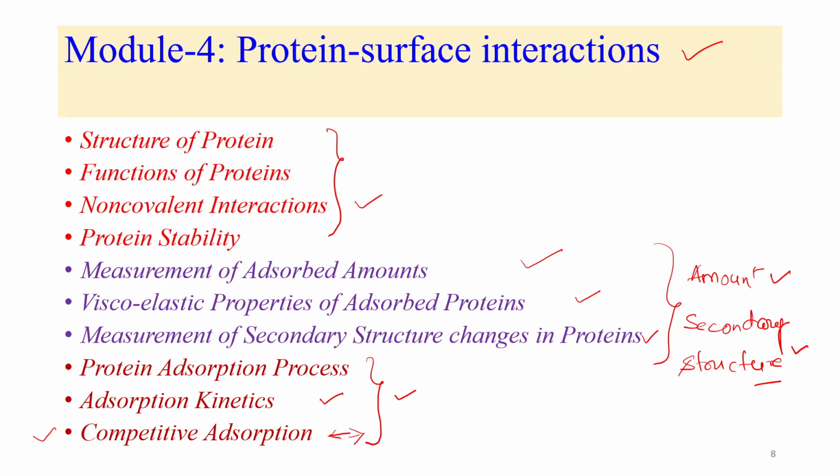What happens is, if we have two proteins of different sizes, the smaller protein has higher diffusivity, so it will reach the surface fast. Then the larger protein, when it comes, displaces or replaces the smaller protein. So that is the Vroman effect.